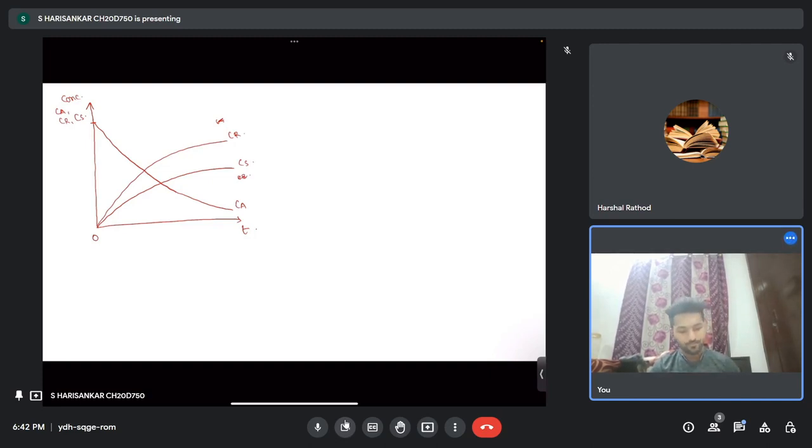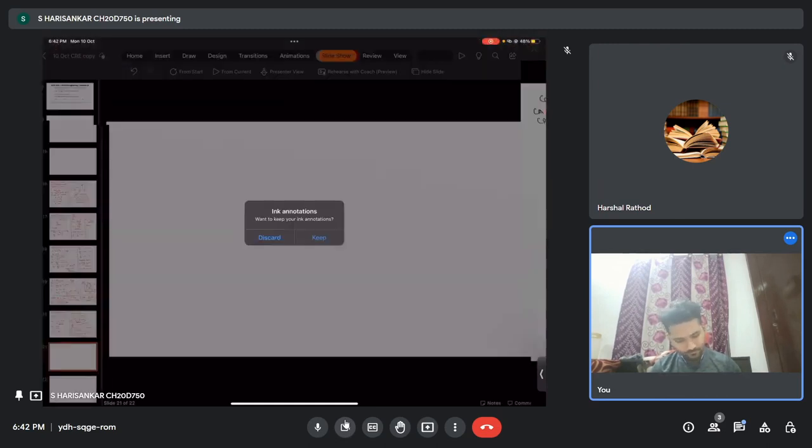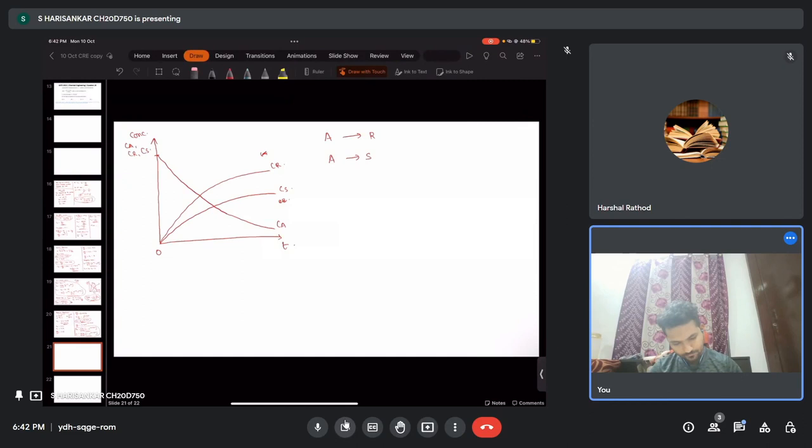Whether this is Cr or Cs, whichever comes on top, depends on the reaction rate constants of R and S. So we had two reactions, A gives R and A gives S, with reaction rate constants K1 and K2. In the figure here where the concentration of R is higher compared to the concentration of S, basically what we mean is K1 is greater than K2.